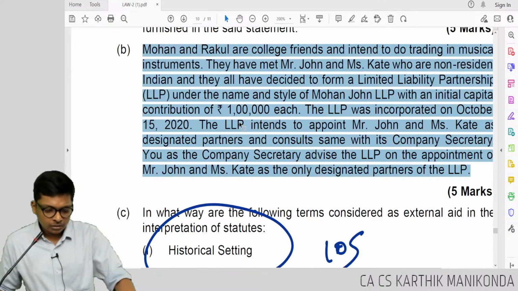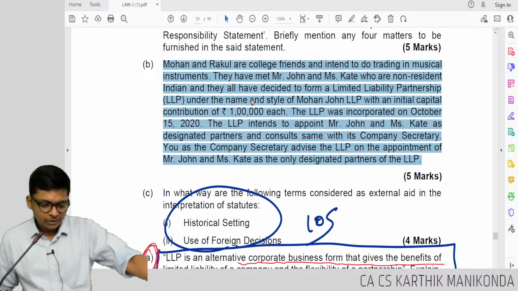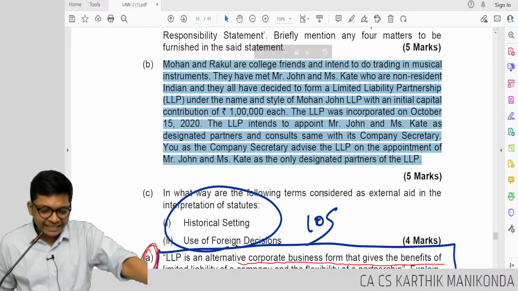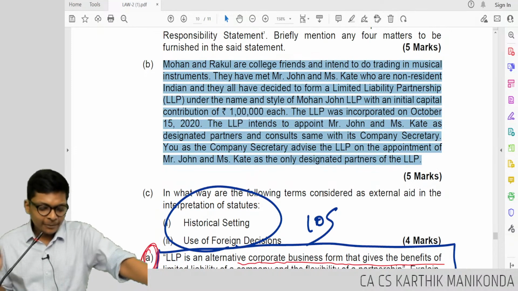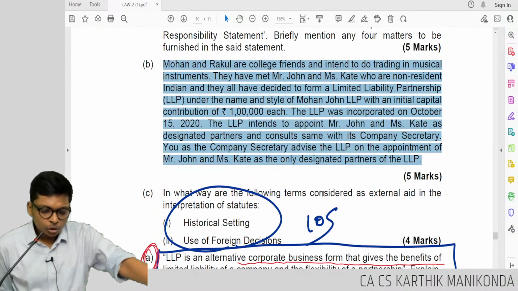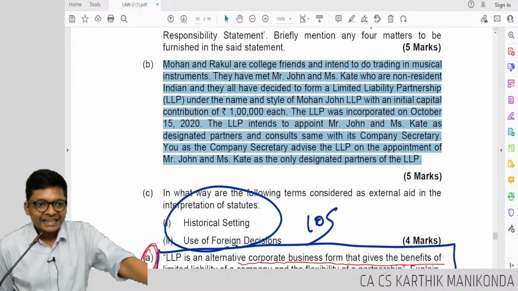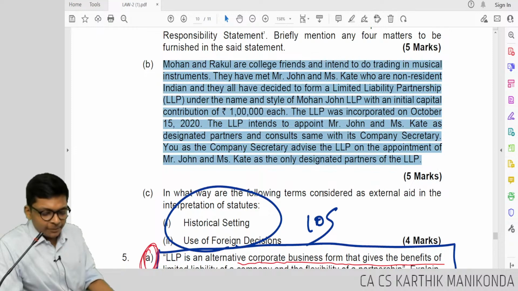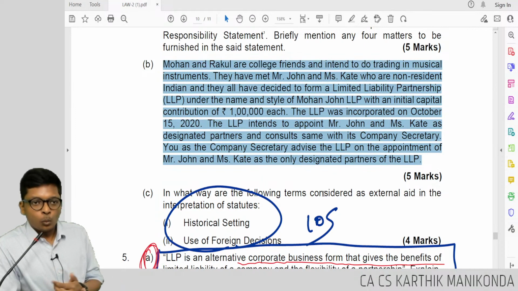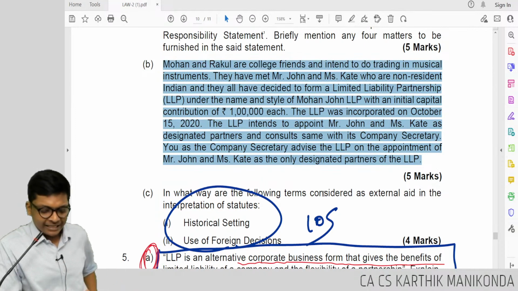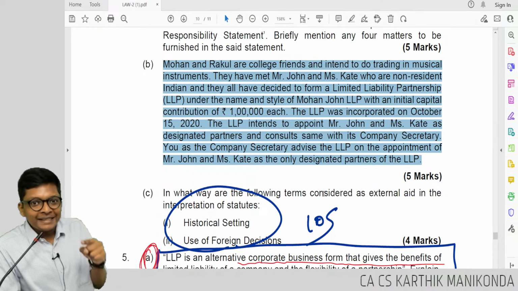Mohan and Rahul are college friends and intend to do trading in musical instruments. They have met John and Miss Kate, who are non-resident Indians, and they all have decided to form an LLP under the name and style of Mohan John LLP with an initial capital contribution of 1 lakh each. The LLP was incorporated on October 15, 2020.